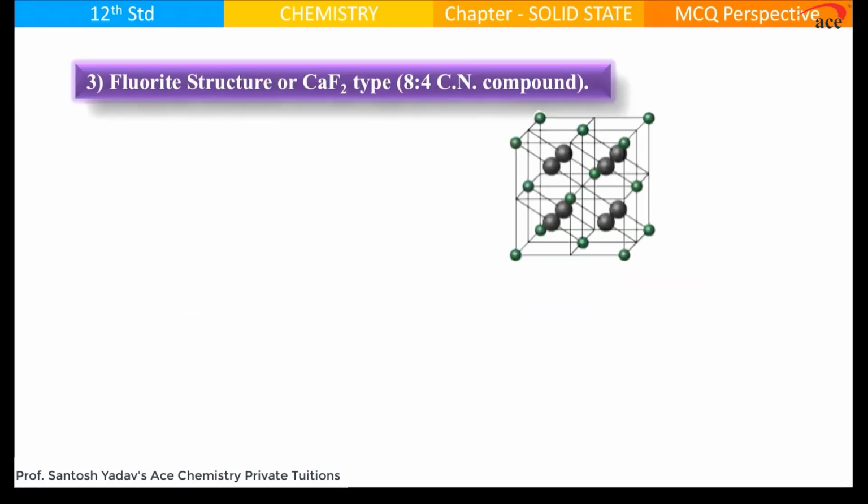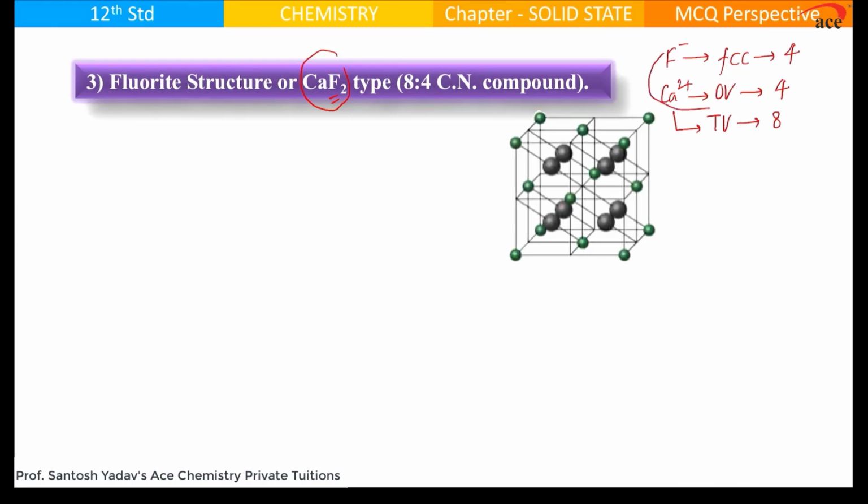Fluorite structure, where the example is CaF2. It got the name fluorite because it contains fluorine in it. Now, in calcium fluoride, if you imagine fluoride makes an FCC, it will be 4 in number. Then either the calcium will occupy octahedral voids, then it will be 4 in number, or it will occupy tetrahedral voids, and that will be 8 in number.